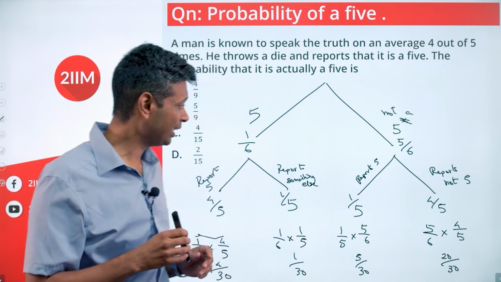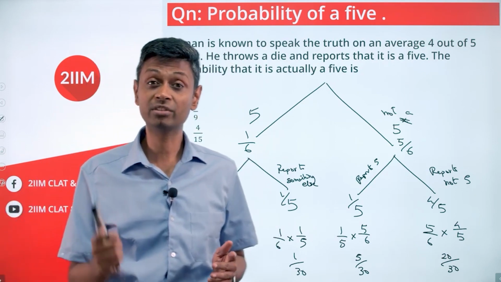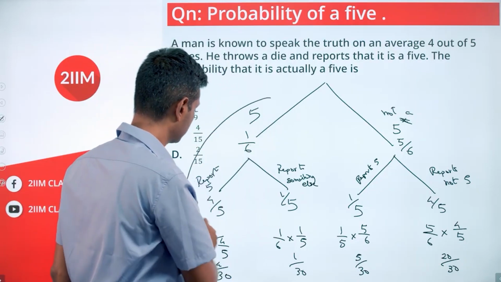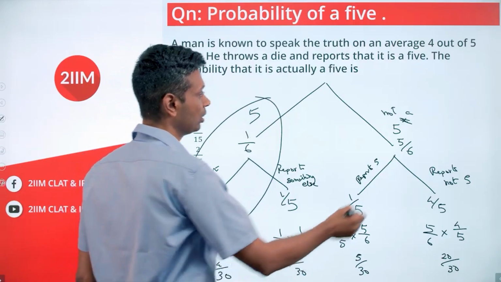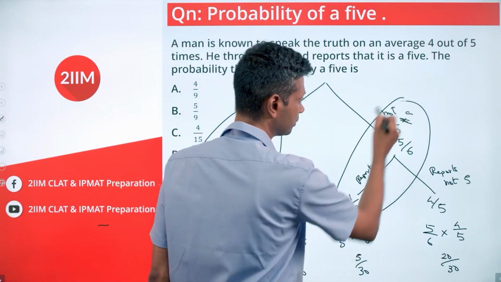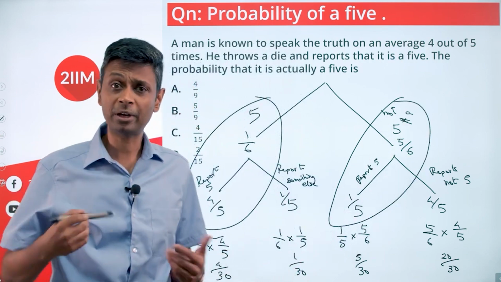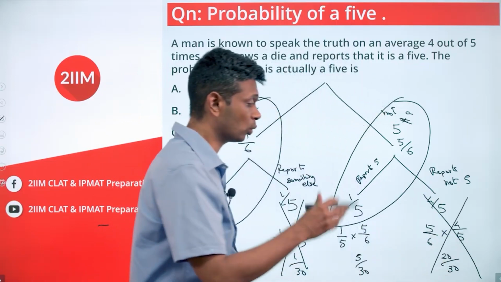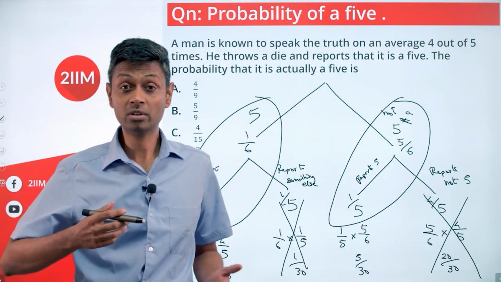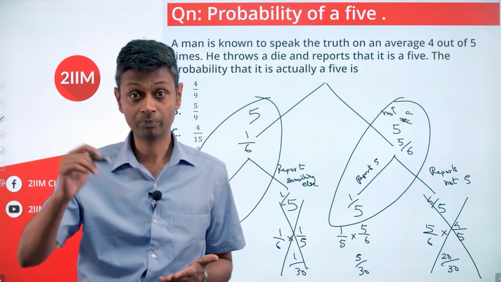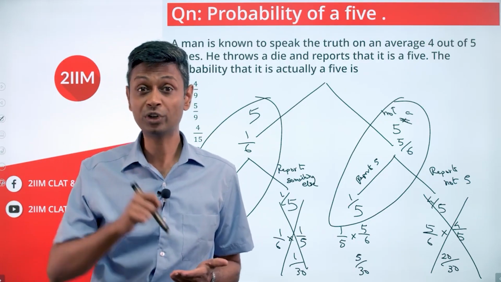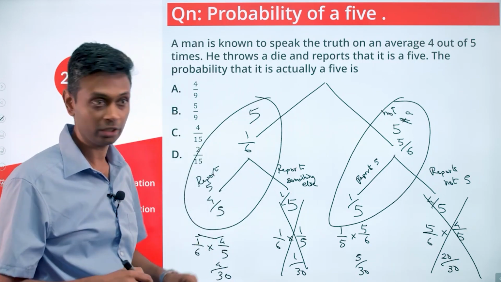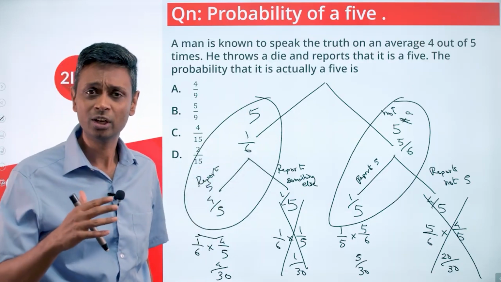That means the event that has happened is the fact that he has reported a 5. That means the event is either taken this path, it is 5 and he reports 5, or it is not a 5 and then he reports a 5. One of these two has happened. That means this and this are ruled out. They simply didn't happen. The question is not saying what is the probability that you will reach this point. The question is saying, given that you have reached that point, what is the probability that you took this path?